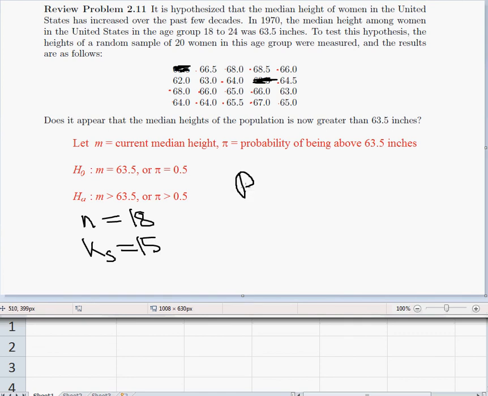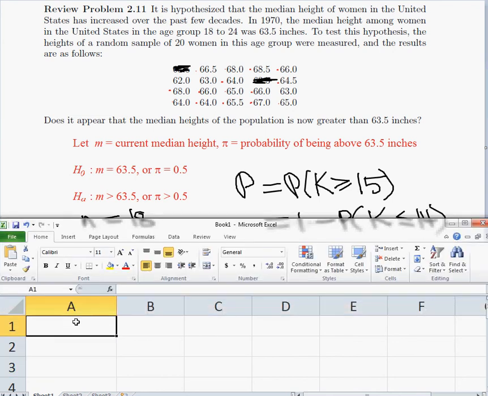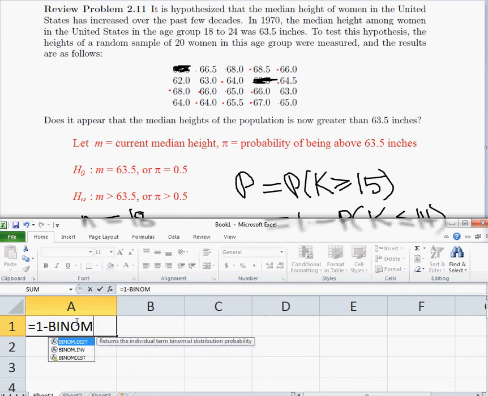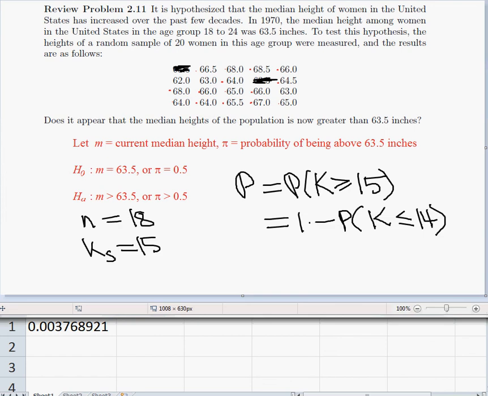So my test statistic, in this case, will be the probability of something this extreme or more extreme. So k greater than or equal to 15. So that would be 1 minus the probability that k is less than or equal to 14. Then using Excel to make this computation, we have 1 minus BINOM.DIST(14, 18, 0.5, TRUE). And that is significantly less than 5%.